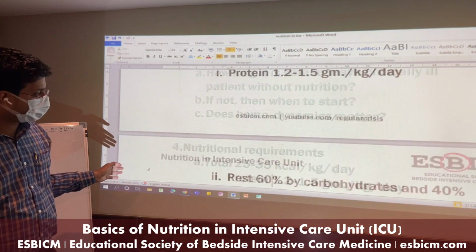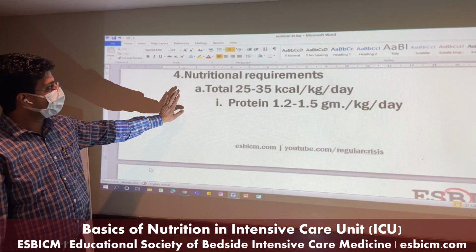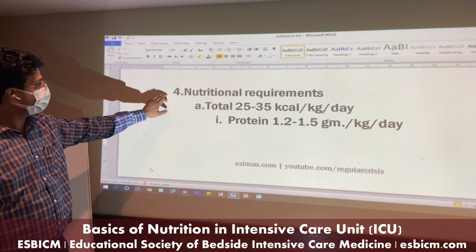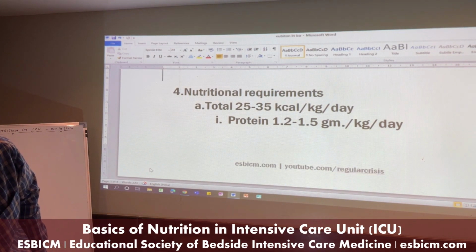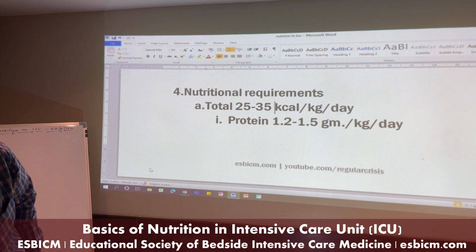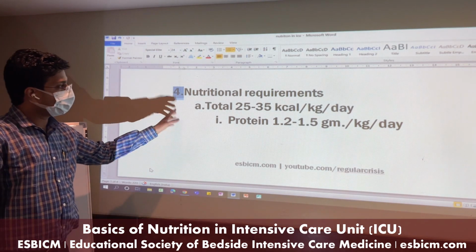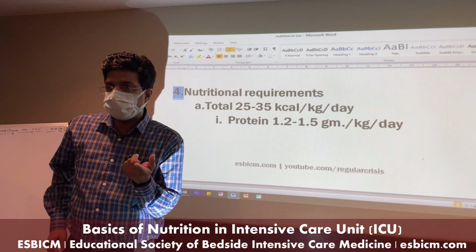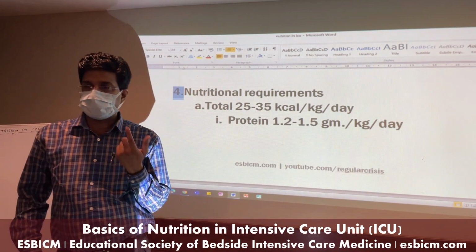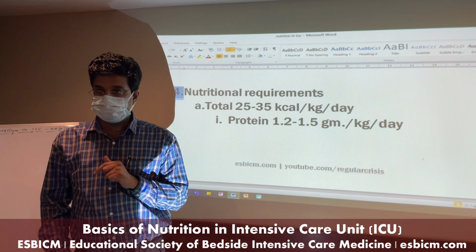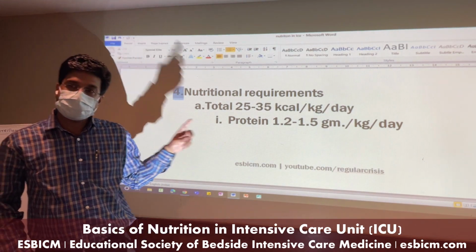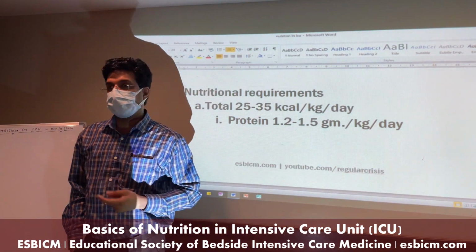Next point. So, nutritional requirements. Fourth is how much is the nutrition. You have a patient, you have judged the patient, you have decided that I am going to feed this patient. So how much do you need to feed? This is a very important concept. Based on this, we'll do the calculation in the later part of the session.